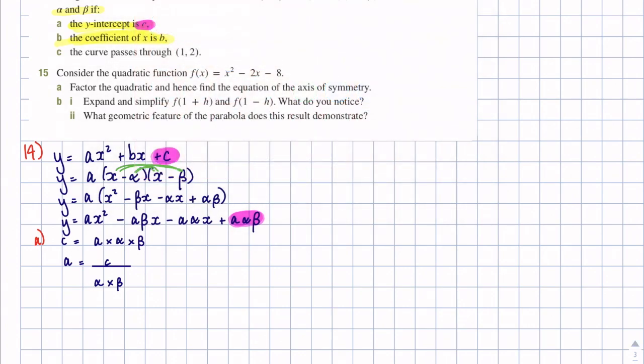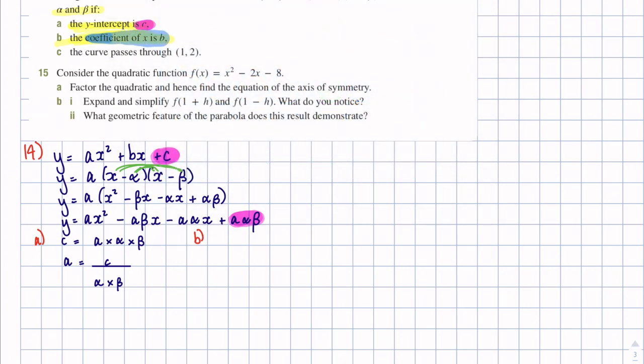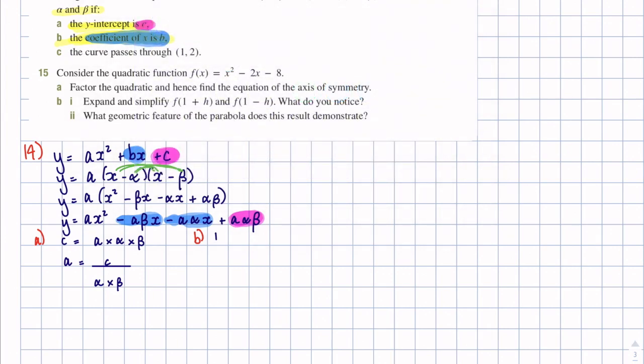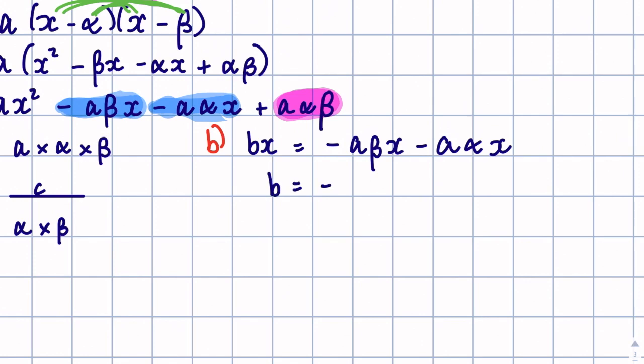Let's now have a look at question B. Now it says the coefficient, and I'll highlight this in a different color, the coefficient of x is b. So this is the b, and the stuff with just x, not x squared, and not no x's at all, is that, yeah? So we've got bx in our first equation, and we've got negative a beta x take a alpha x. x appears in everything, I'm going to get rid of it. b equals negative a beta take a alpha.